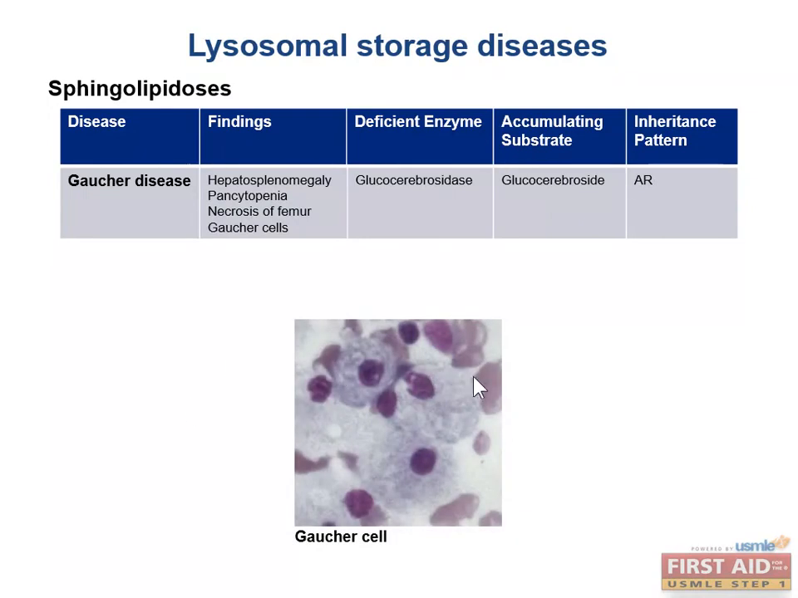Another important pearl for Gaucher's disease is how they look. So if we take a look at this cell, such as this one right here, we notice that there are lipid-filled macrophages that kind of look like crumpled tissue paper, as you can see down here in the picture. Just imagine a crumpled tissue paper appearance. You need to be prepared to see a picture similar to this for test day.